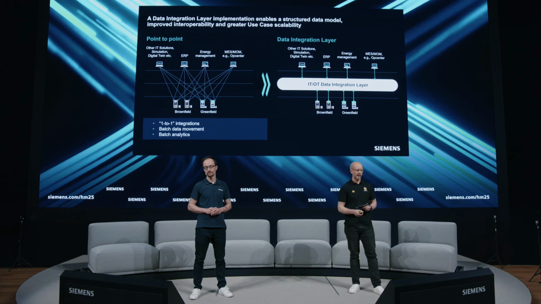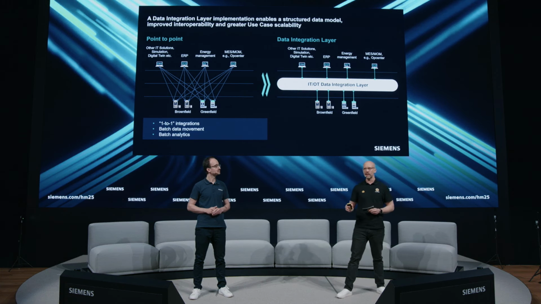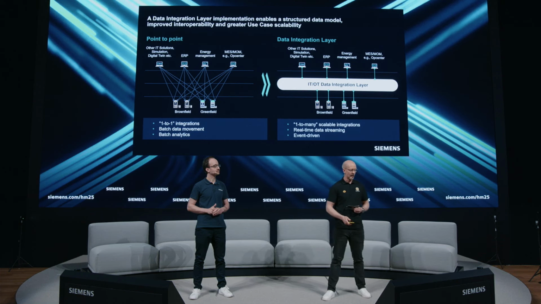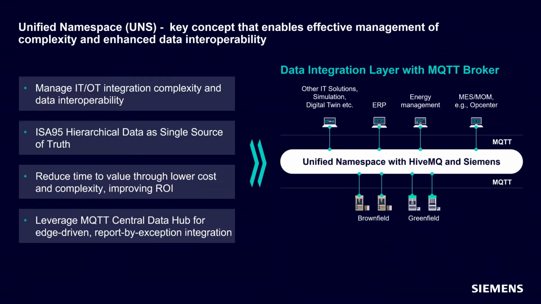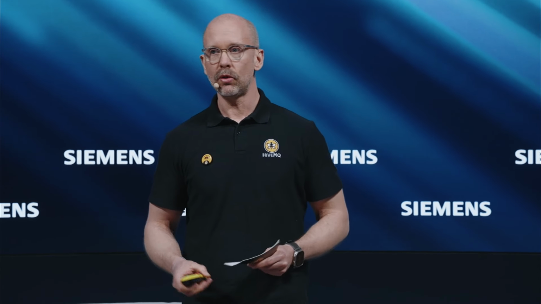So how to address this? What can you do against this? You should get rid of all these one-to-one integrations. How could this be done? This could be done by introducing a central data integration layer for IT-OT integration. So instead of having a lot of one-to-one integrations, you end up having really scalable one-to-many integrations. And if you implement this in an event-driven way, then you will be able to serve your real-time use cases as well. So in the end, what you should do is build a unified namespace. You have probably heard of this term.